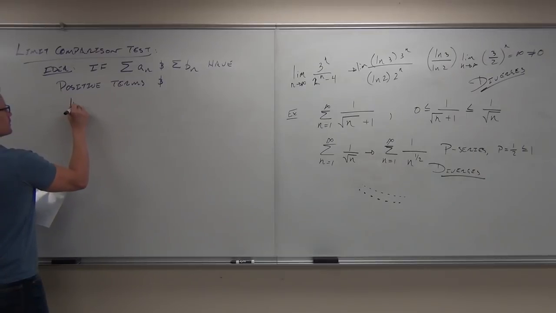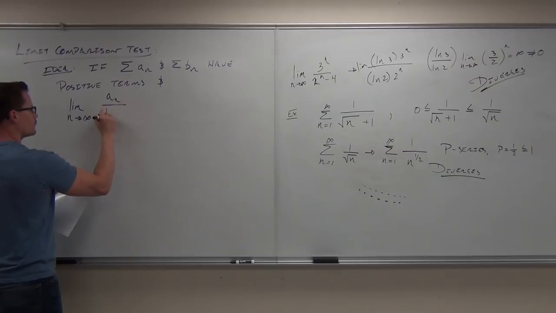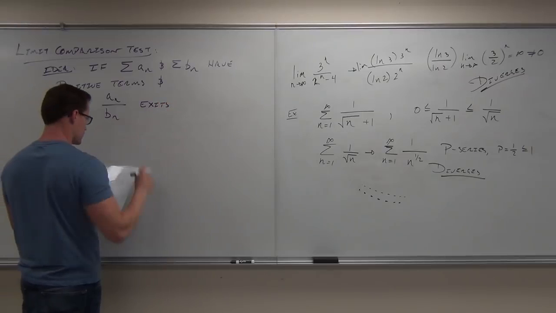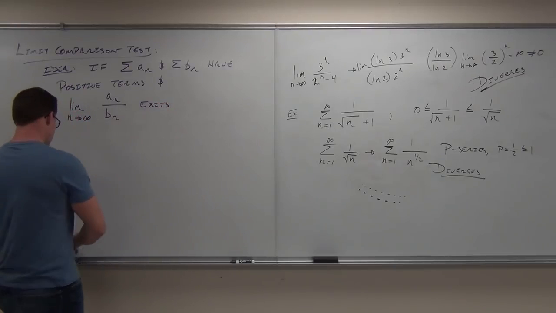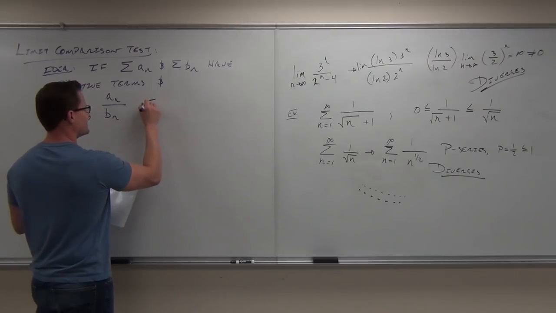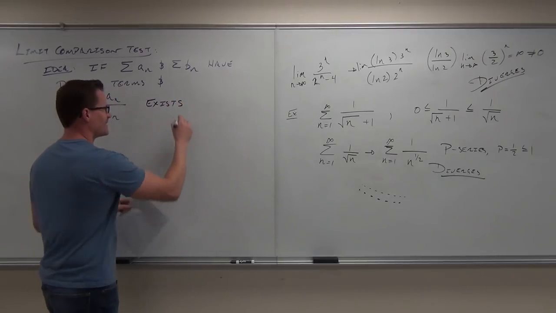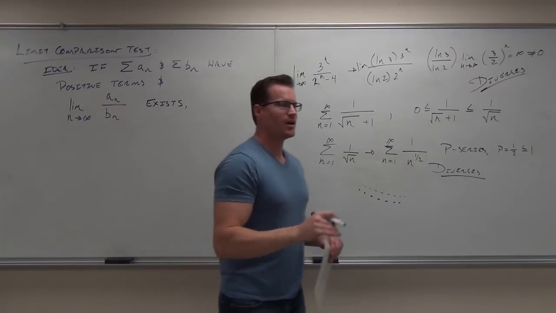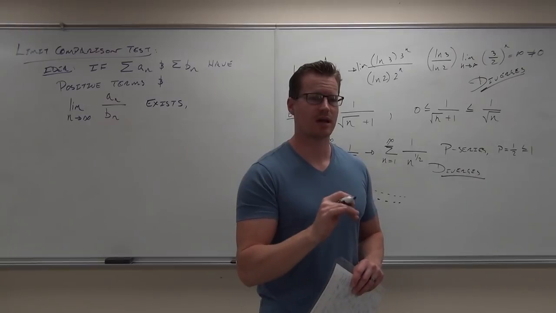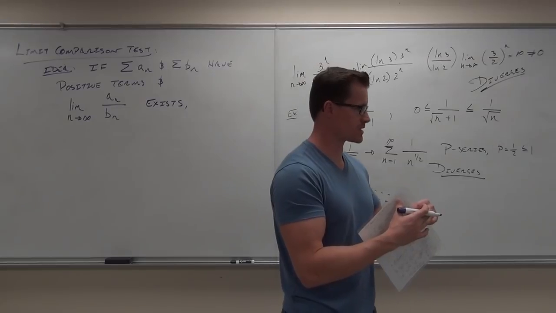And the limit of a sub n over b sub n exists. Not exits. Sorry, exits. Leaves the room. It just gives up. Exists. And here's what we know. Then either both series converge or both series diverge. They're tied together so closely that one is a predictor of the other. And that's what the limit comparison test says.